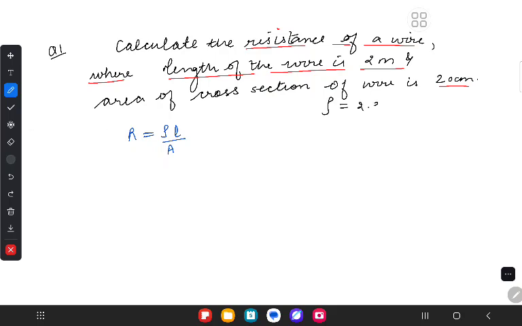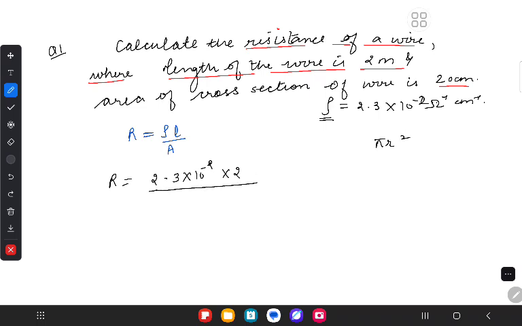Just understand that when we say R is equal to rho L by A, the resistivity is given to you as 2.3 into 10 raised to the power minus 2 ohm inverse centimeter inverse. Are we understanding my point? So now when you say R is equal to rho L by A, we have to calculate the resistance. The resistivity of the material is given as 2.3 into 10 raised to the power minus 2. The length is 2 meters and area of cross section is how much?